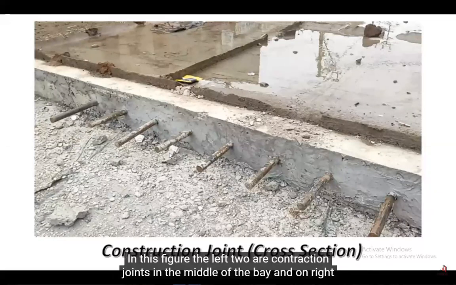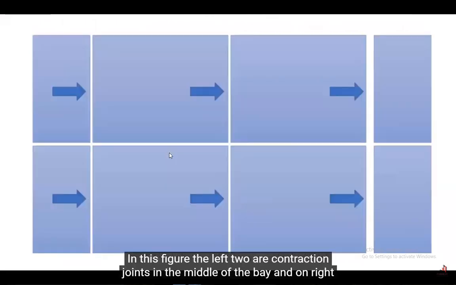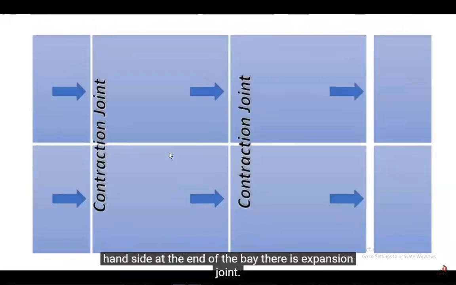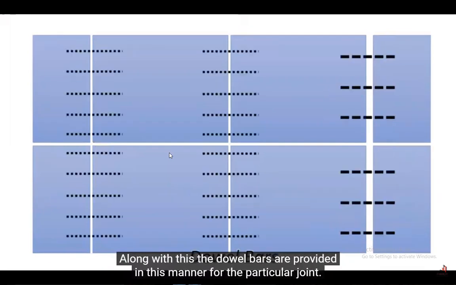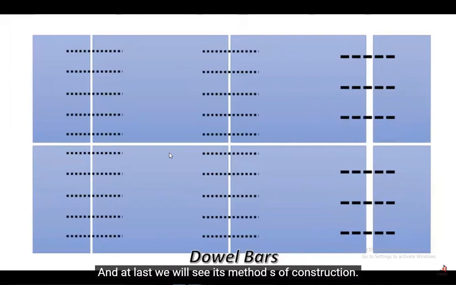In this figure, the left two are contraction joints in the middle of the bay, and on the right hand side at the end of the bay there is an expansion joint. Along with this, the dowel bars are provided in this manner for the particular joint. And at last, we will see its methods of construction.